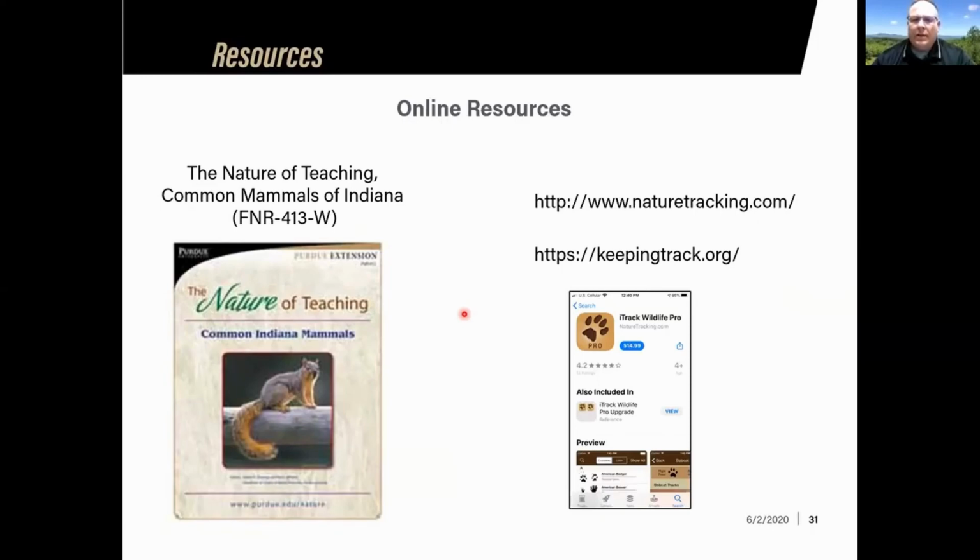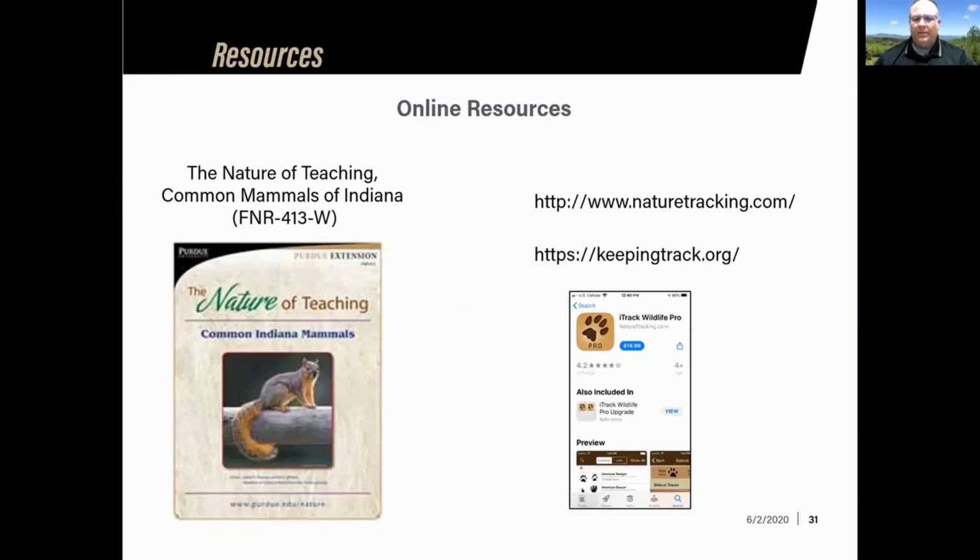And so, if you have tracks that you don't really know what they are, just keep following them if you have the opportunity, and eventually you'll come across a track that really shows you what that animal is. So, just another tool of the trade there. When in doubt, follow it out.